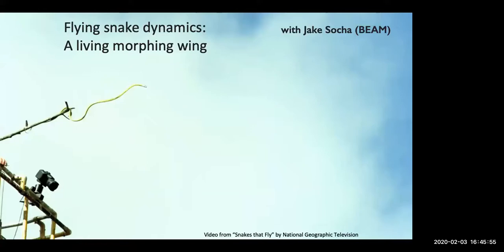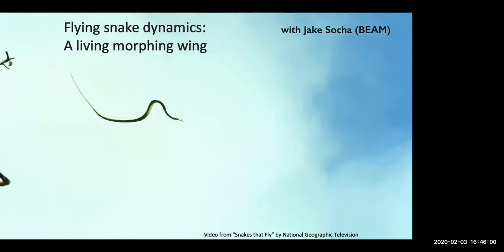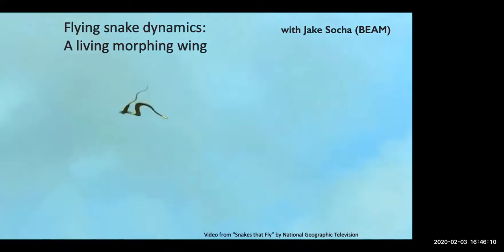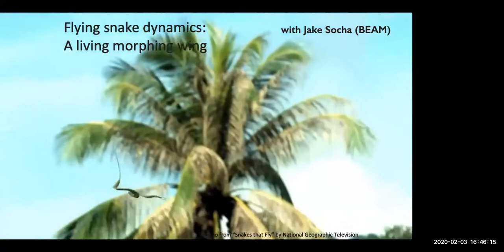So here's one of the snakes jumping. They jump and they undulate. So they're like a living morphing wing. And they're really cool. And they're only 60 feet away from us right now. I cannot disclose where they are, but they're not very far from us. So they live in Southeast Asia and Blacksburg. They have not gotten loose in Blacksburg.